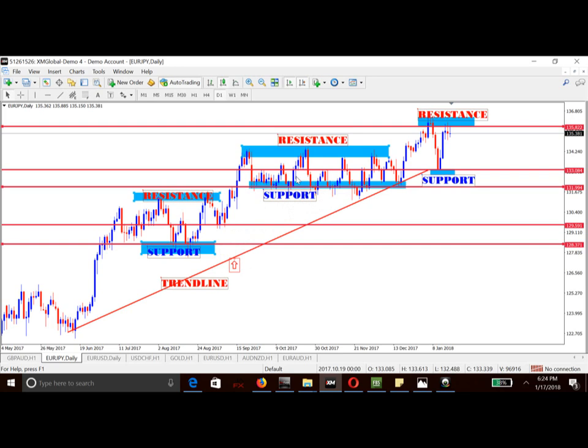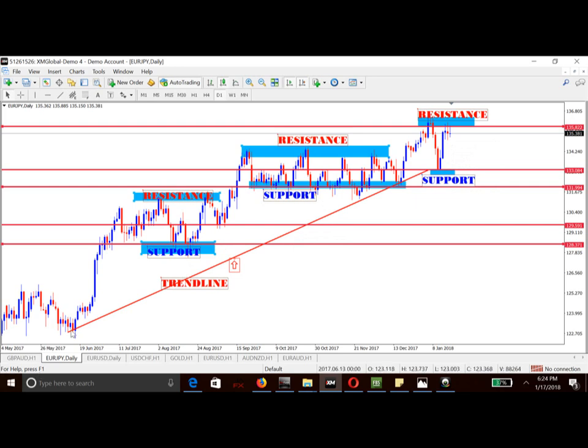But put simply, resistance is the highest price that price got to before sellers were able to take price down in the market, while support is the lowest price that the market got to before buyers were able to take price all the way back up. So this is exactly how support and resistance work.